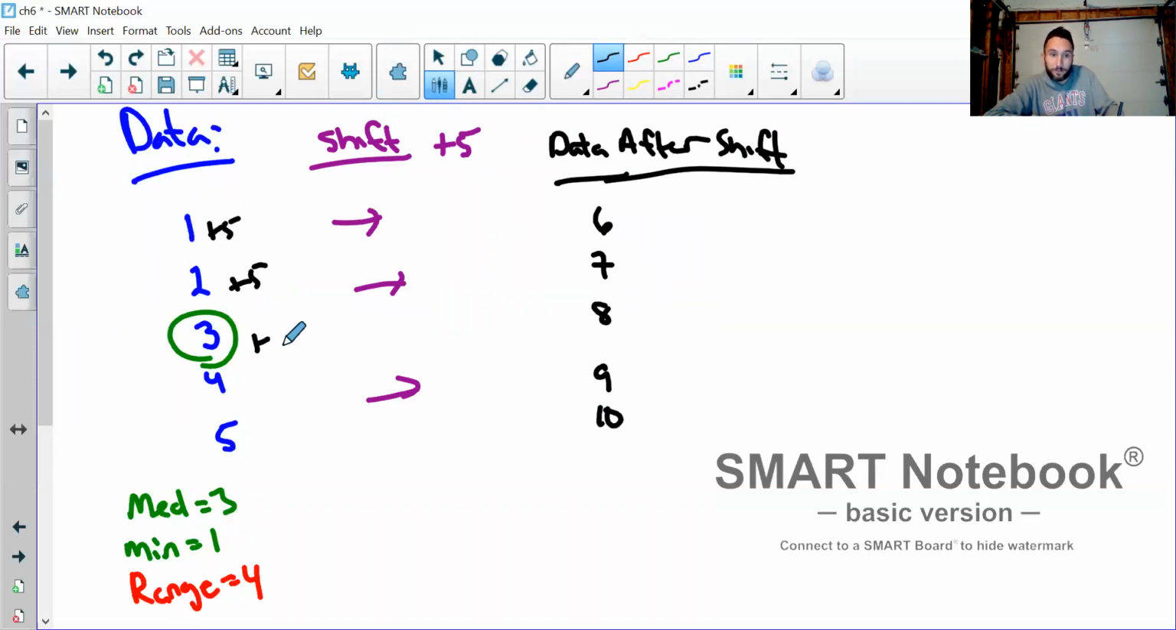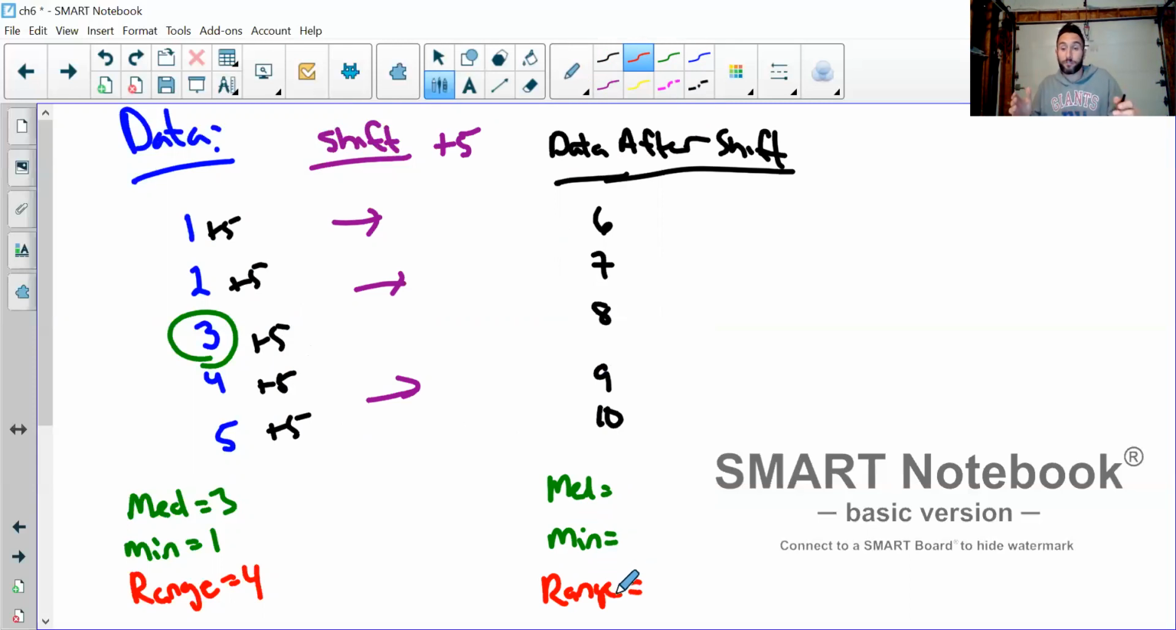No big deal. And think about it. Find our new measures of position and spread. So our new median here, our new minimum over here, and our new range. So maybe pause the video, fill these out, and observe. What do you see?